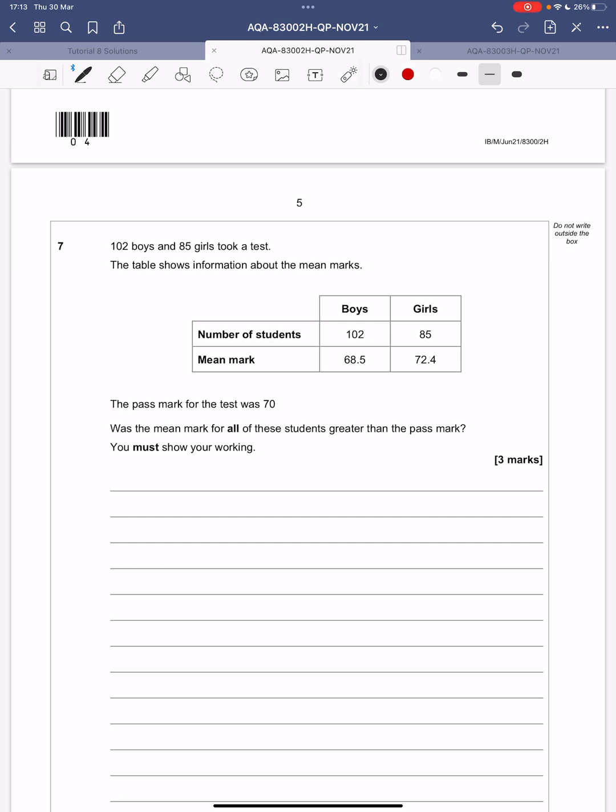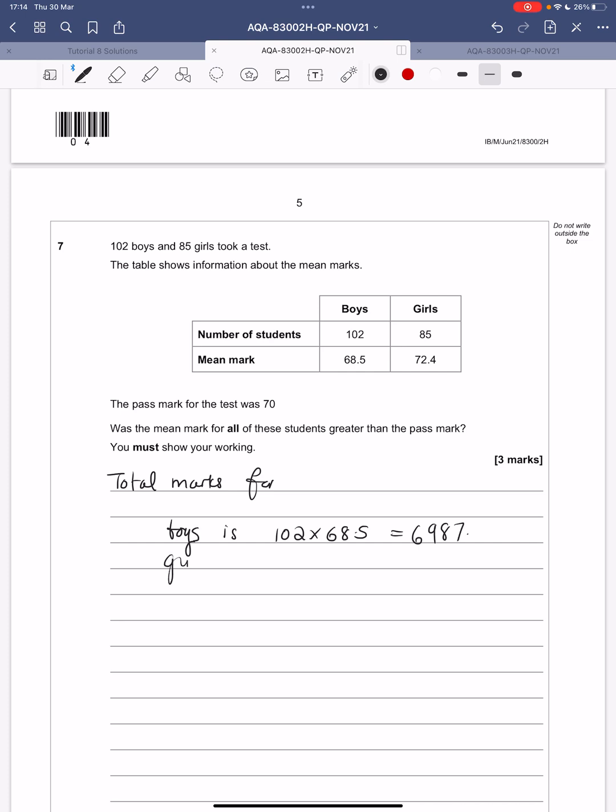Okay, so what we can do, we can work out if we've got 102 boys with a mean of 68.5, we can say the total marks for, we'll do the boys first of all, is 102 times 68.5. This is because when you add up all their scores and divide by 102, you get 68.5. So if we don't divide by 102, we'll get the total of the scores, and it's 102 times 68.5. 102 times 68.5 is 6987.